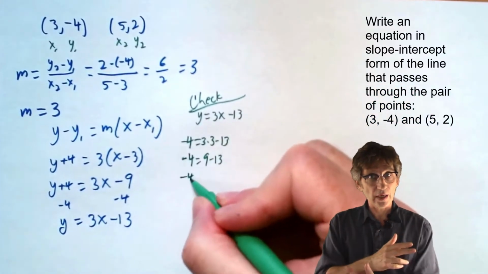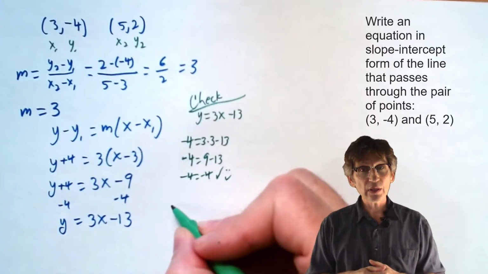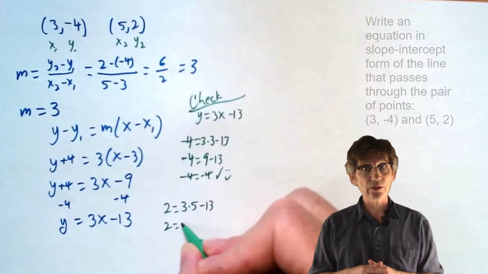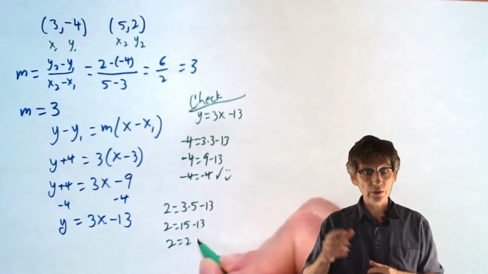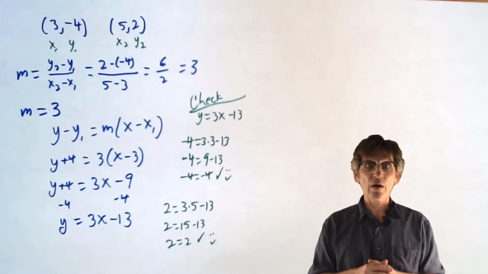Let's use the other ordered pair. We plug in the 2 for y and the 5 for x. So 2 equals 3 times 5 minus 13. 2 equals 15 minus 13. 2 equals 2. Check. That's how we know that those 2 points are on the line that is described by this equation in slope-intercept form.